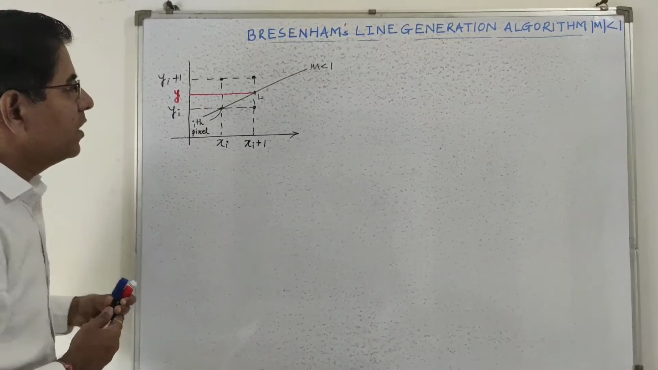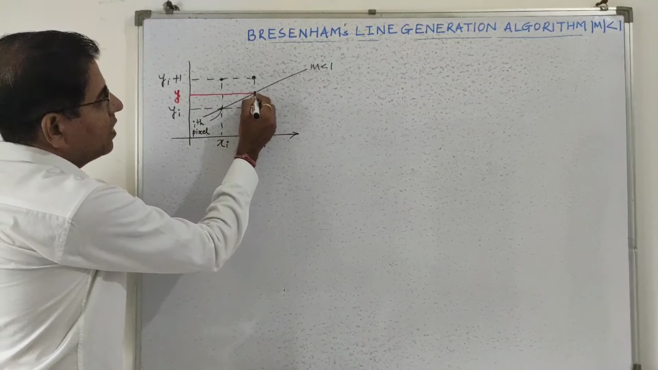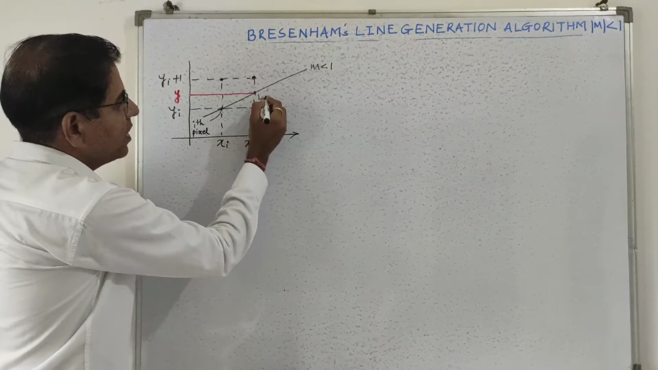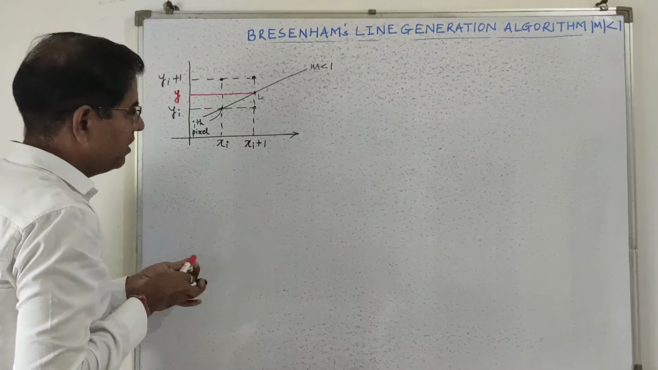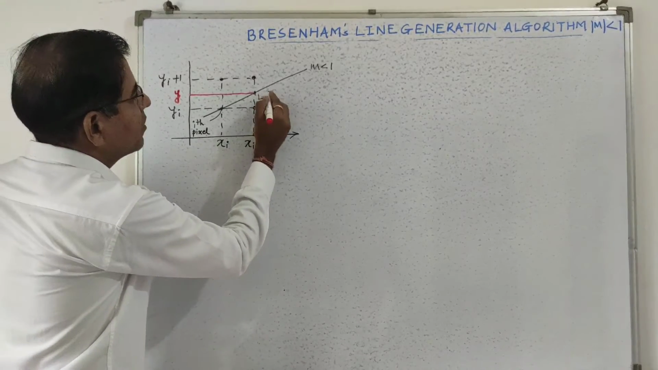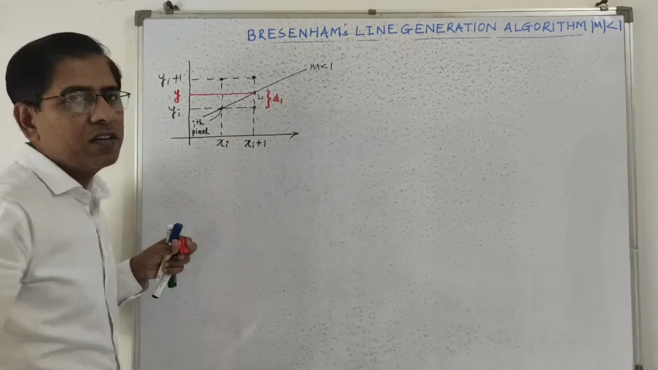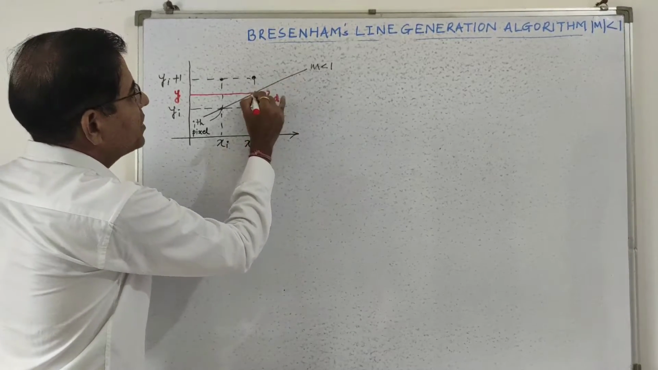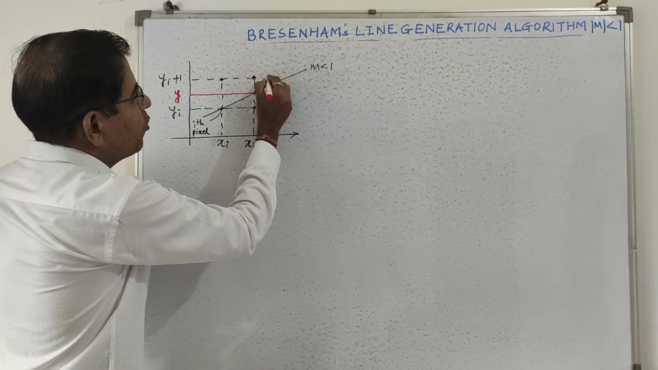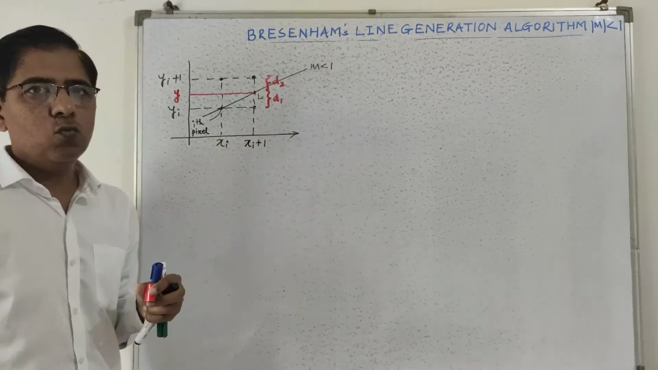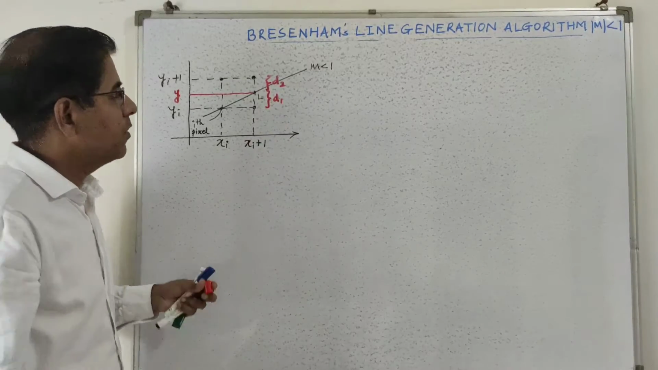Okay. Now the distance of this point L from this point is, say, d1. And the distance of this L from this above point is, say, d2. Okay.